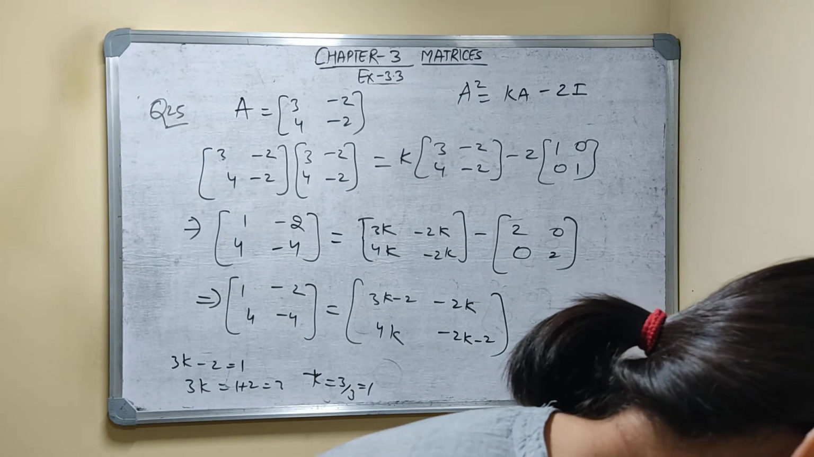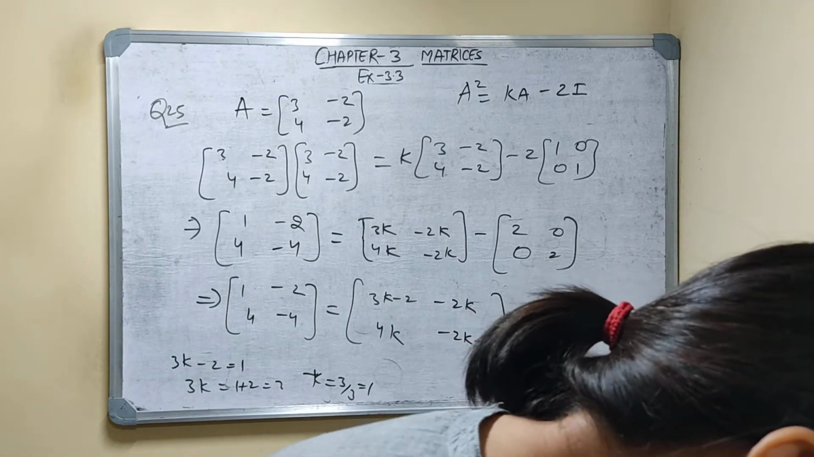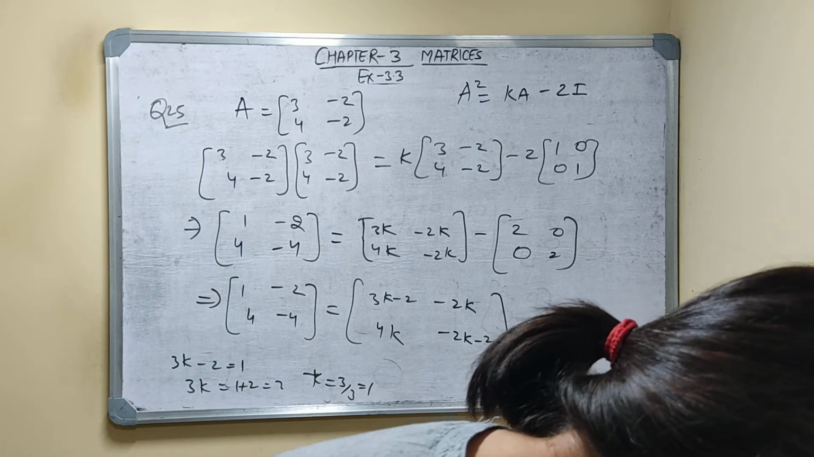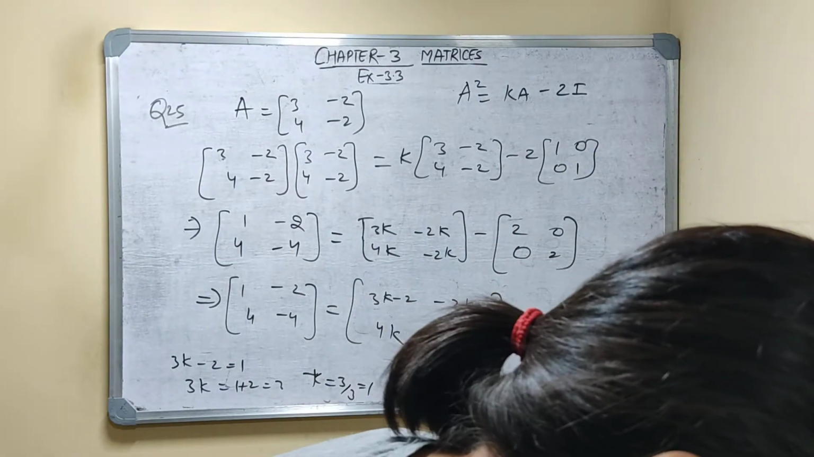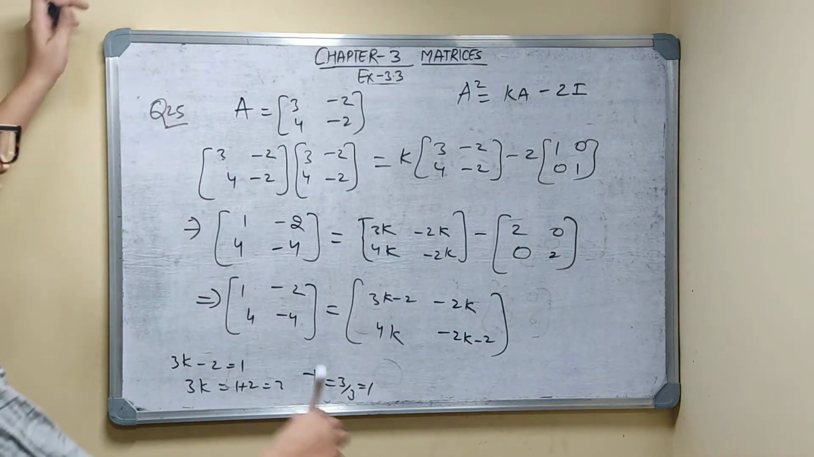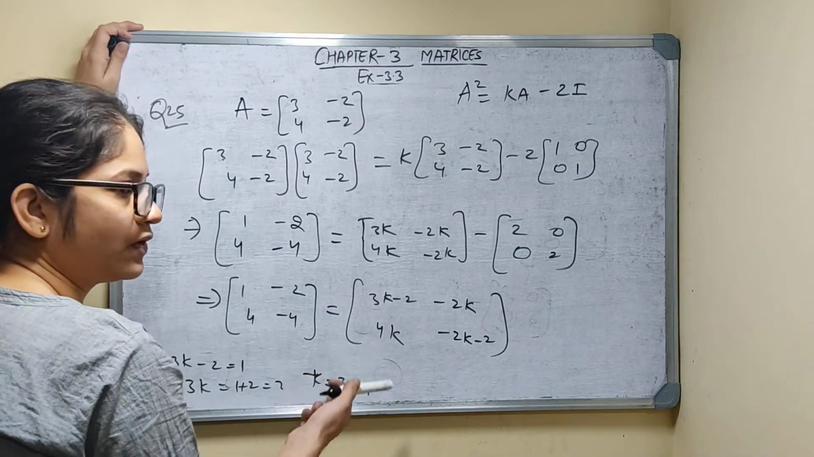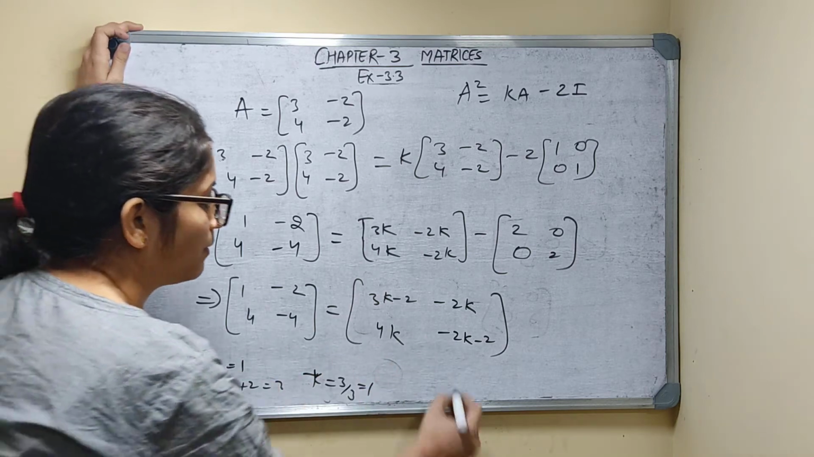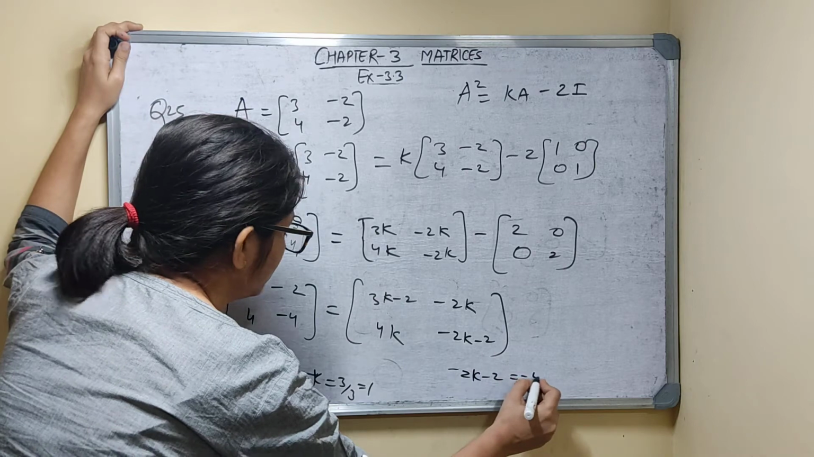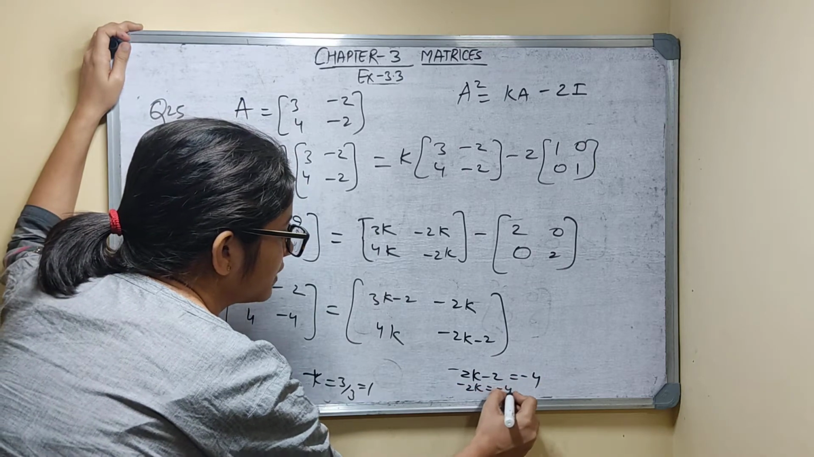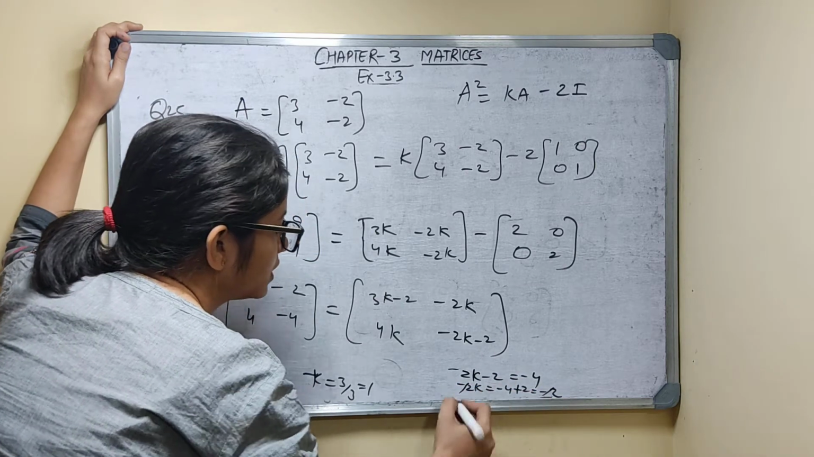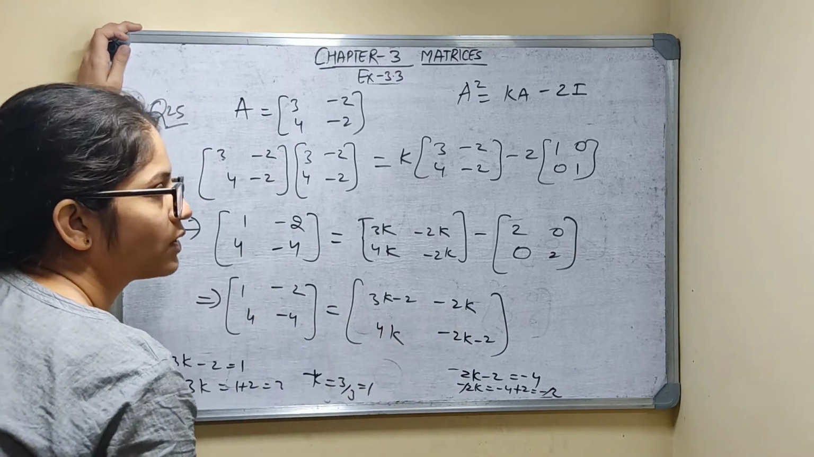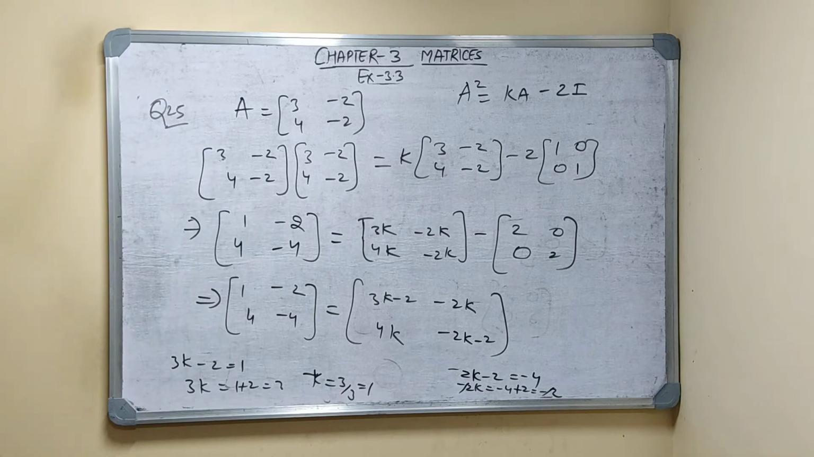24th question. Then find K. 25th question. Answer is 1. Solve this: 4K is equal to 4, then also K is equal to 1. Minus 2K minus 2 is equal to minus 4, so minus 2K is equal to minus 4 plus 2, then also K is equal to 1. Here minus 2 is equal to minus 2K, so K is equal to 1. So all you will get K is equal to 1.